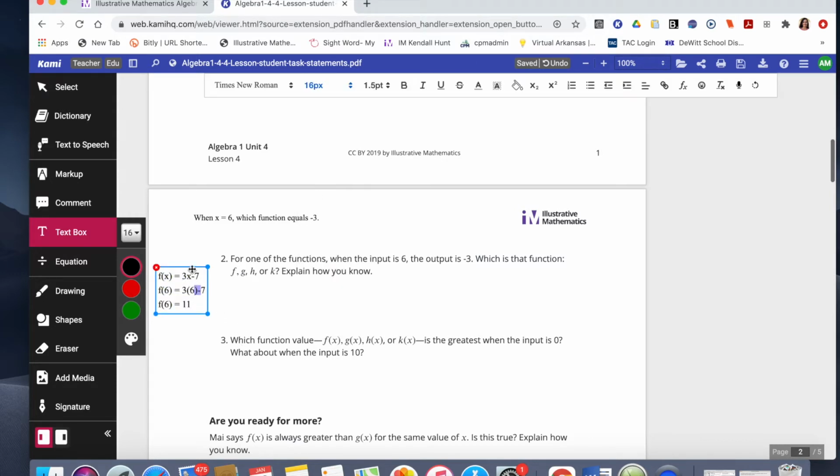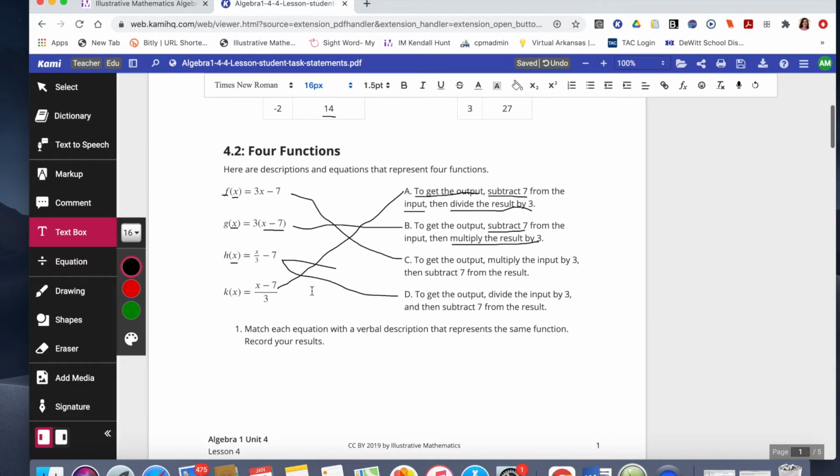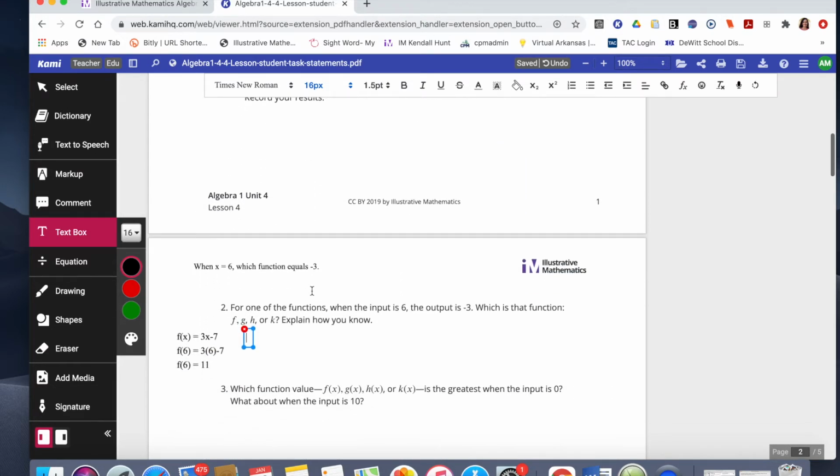Okay, so that is one. That gives us 11, so that can't be it. So now we're going to look at the next one. We have g. G says 3 times the difference of x and 7. G of x equals 3 times the difference of x and 7. Okay, we're looking for a g of 6.